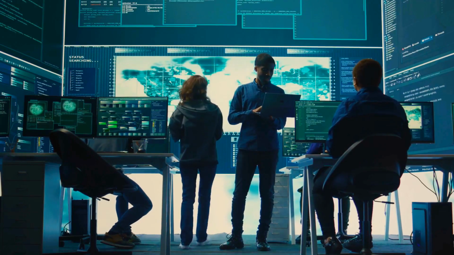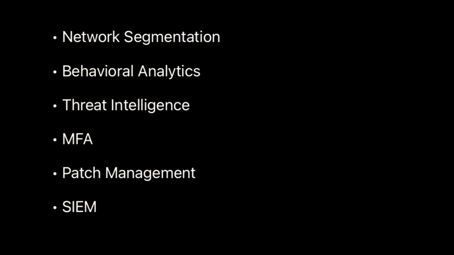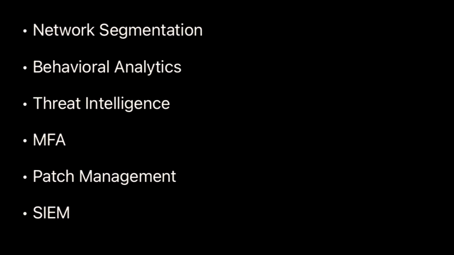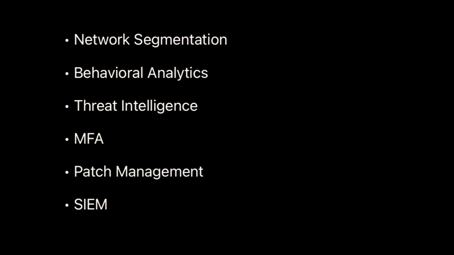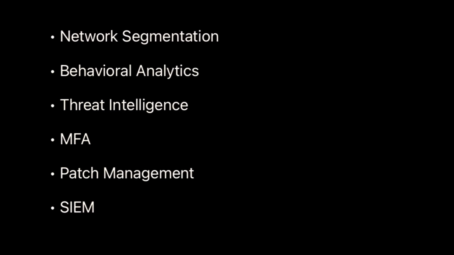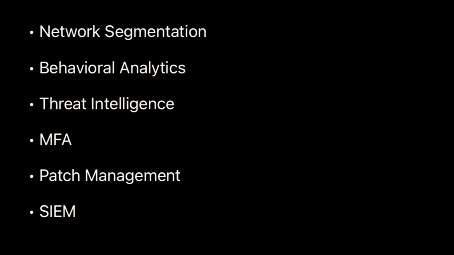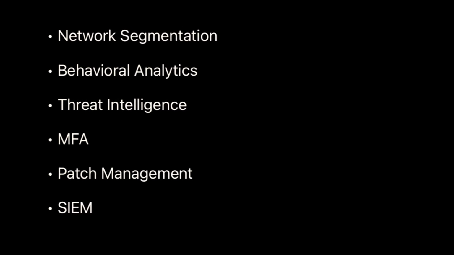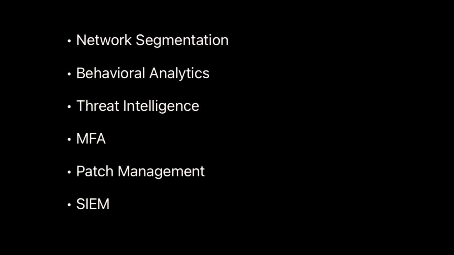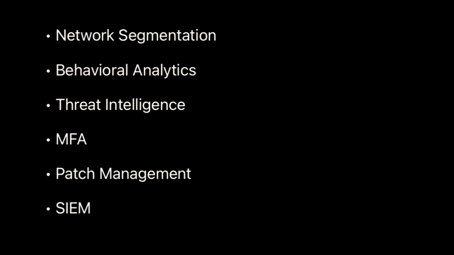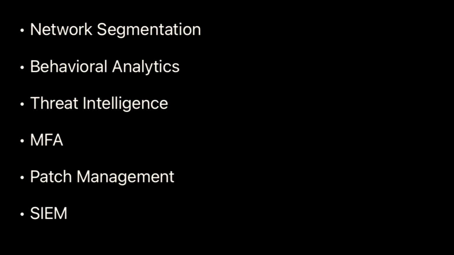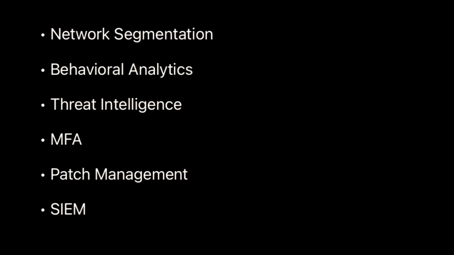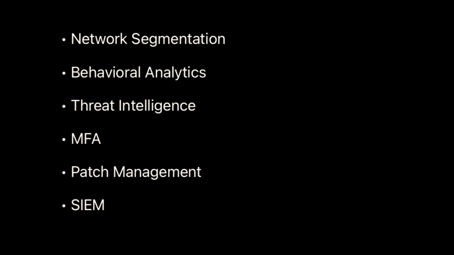Stopping APTs isn't easy, but it's possible with layered security strategies. Network segmentation limits how far an attacker can move. Behavioral analytics monitors unusual activity, like a user accessing sensitive data at 3 a.m. Threat intelligence helps predict and prevent known attacker techniques. Patch management fixes known vulnerabilities, closing common entry points. Multi-factor authentication, or MFA, reduces the risk of stolen credentials. Security information and event management, or SIEM, helps correlate events and detect suspicious patterns.